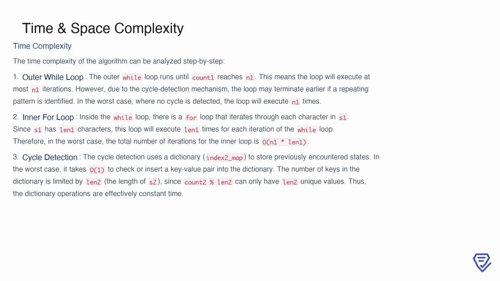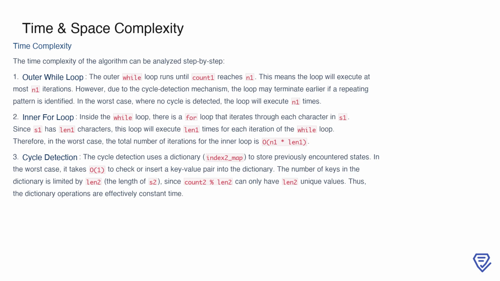Inside this outer loop, we have an inner for loop that iterates over each character of S1. If we denote the length of S1 as len1, this means the inner loop will run len1 times for every single iteration of the outer loop. Combining both loops in the worst case results in O(n1 * len1) total iterations.